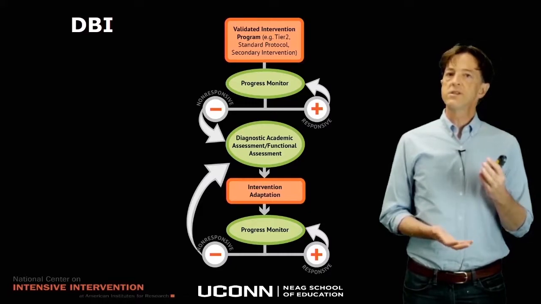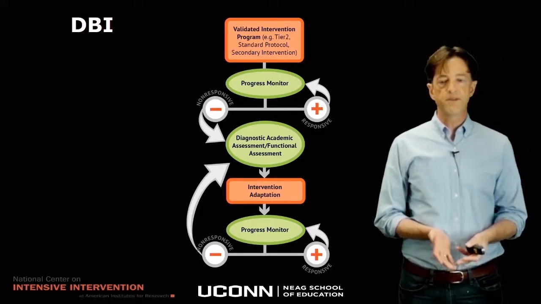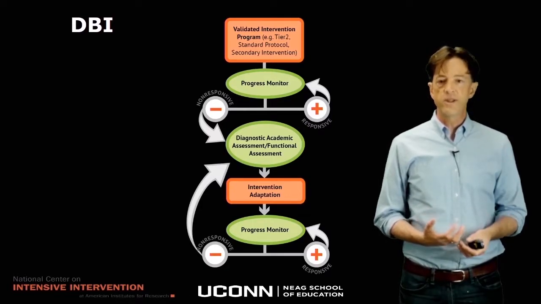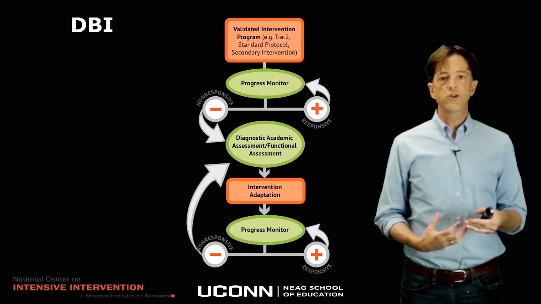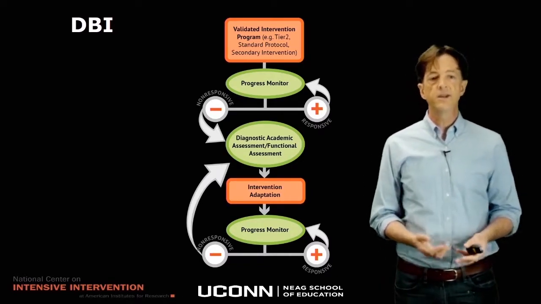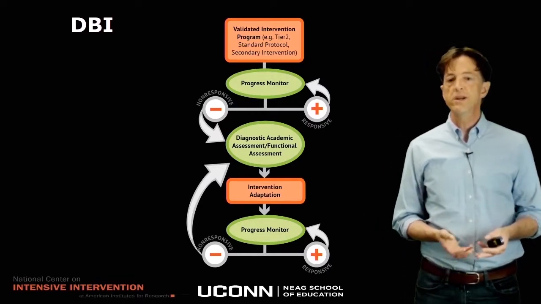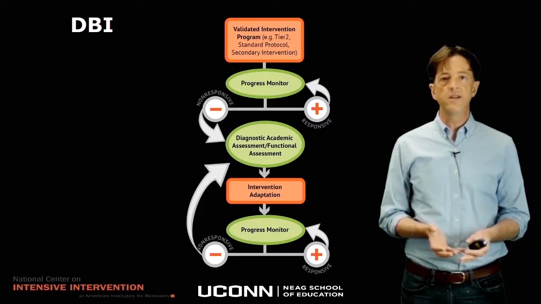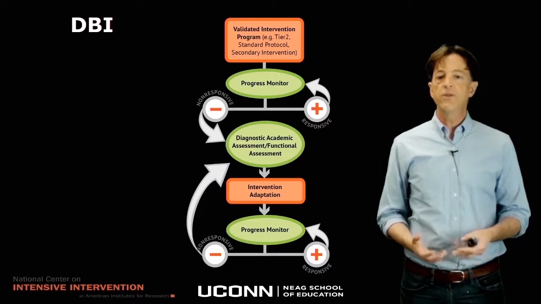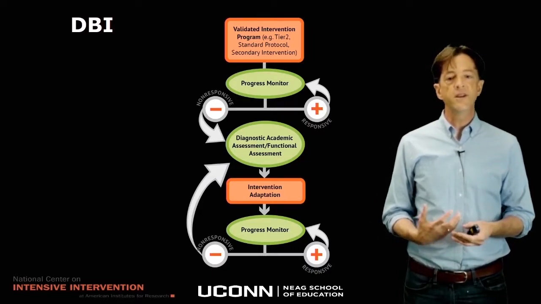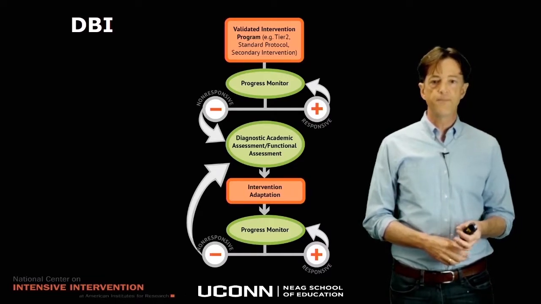We'll be using this graphic, or this figure, to talk about the process and the steps of DBI. It starts with identifying a validated intervention program, doing progress monitoring to see if students are responding, collecting other kinds of assessment data around mastery and diagnostic information, making these kinds of intervention adaptations, and then seeing whether they work. Throughout this module, we'll introduce these features, but then in other modules, we'll go much more in depth for each of these steps of the DBI process.